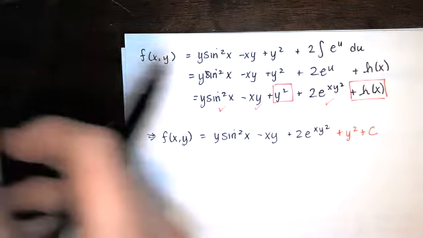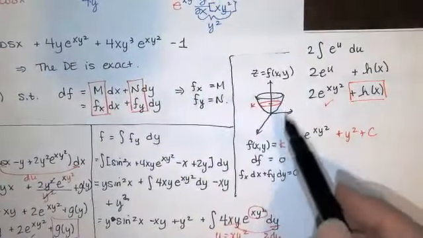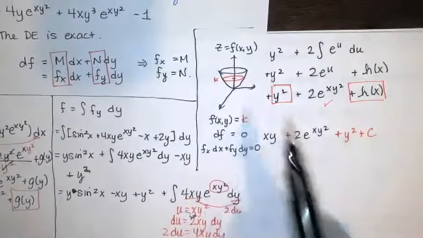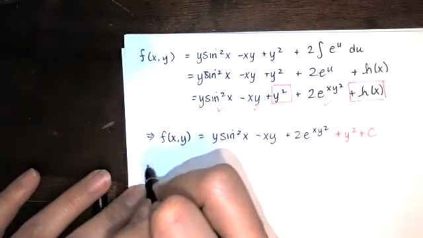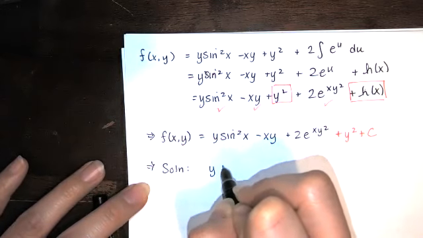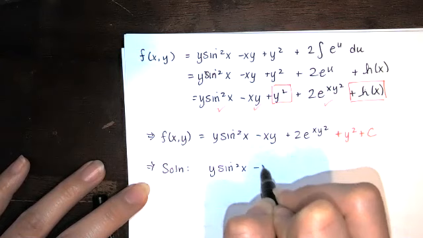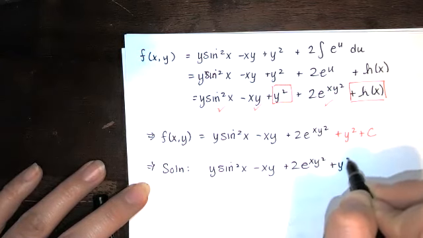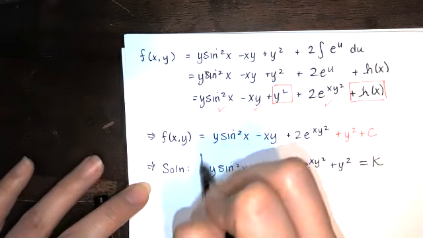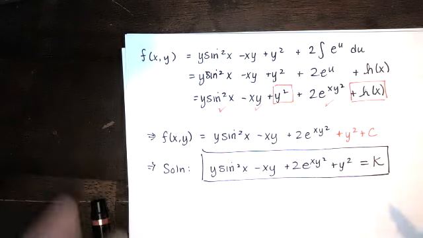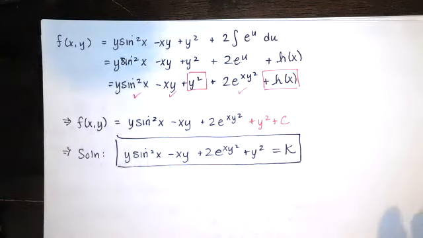And again, remember, the solution of an exact equation is a level curve of some function of 2 variables. So f isn't the solution, it's f equals a constant that is our solution. So we have y times sine squared x minus xy plus 2 times this exponential plus y squared equals that constant. And I'll just use a constant k, and I'll let k absorb that c. So that is the solution of our exact differential equation.